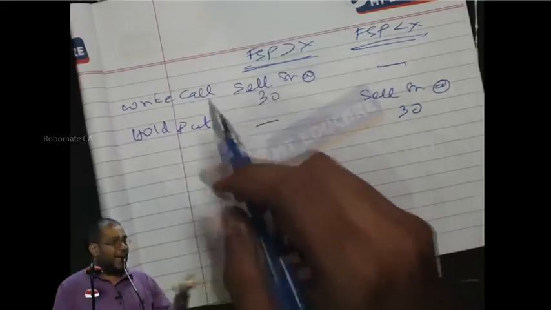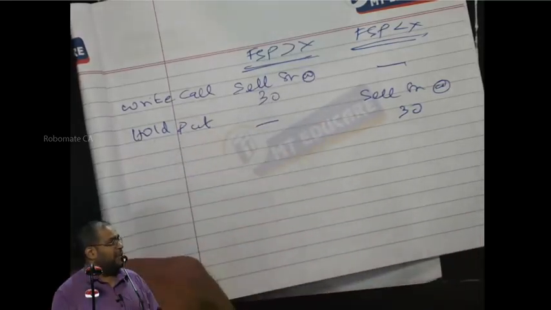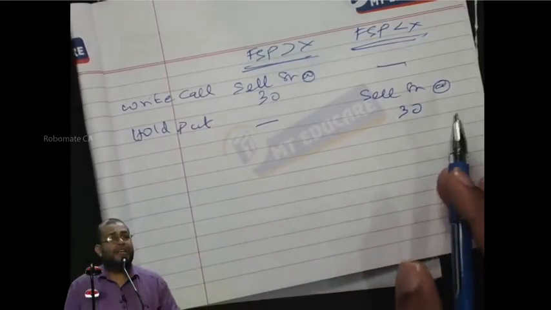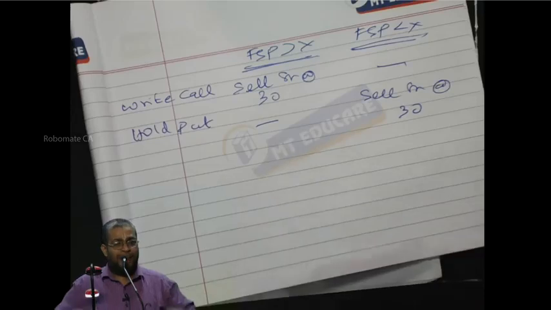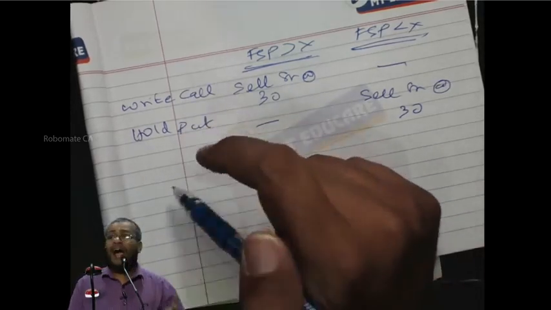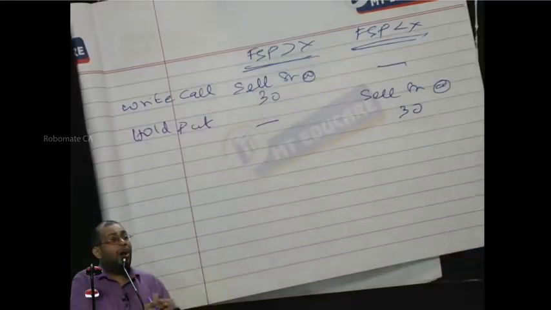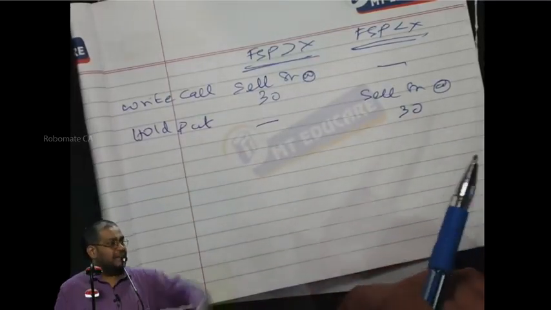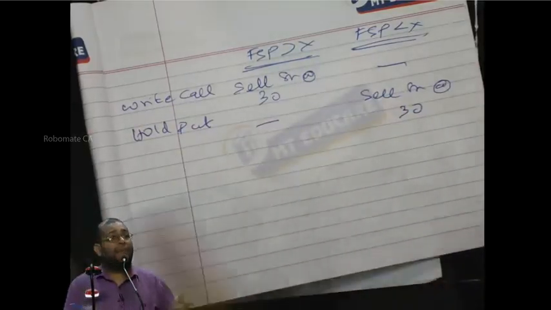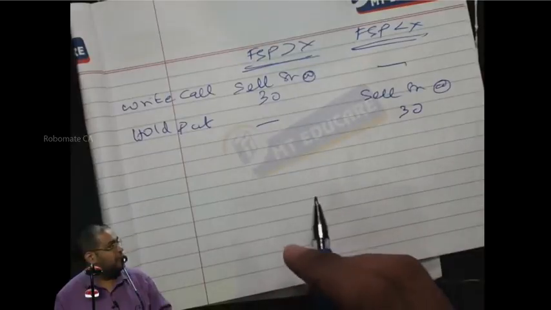If the FSP is higher, what happens here? The call holder makes me sell at 30. If the FSP is lower, as a put holder, I have a right to sell at 30. I am locked at 30 rupees. In that case, I will always sell my share at 30 rupees, irrespective of what is happening to the FSP. Point number one.